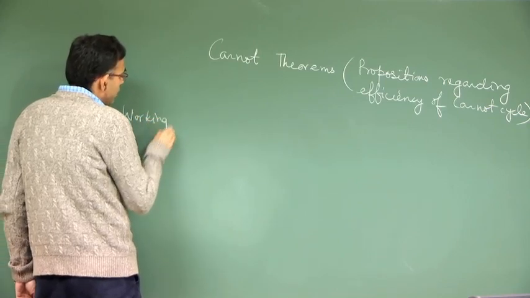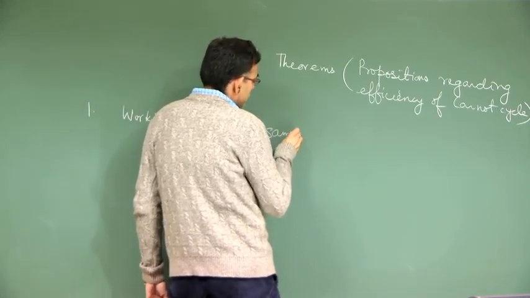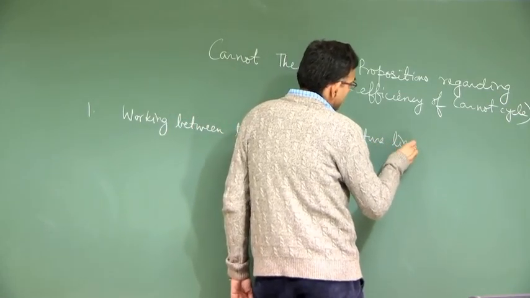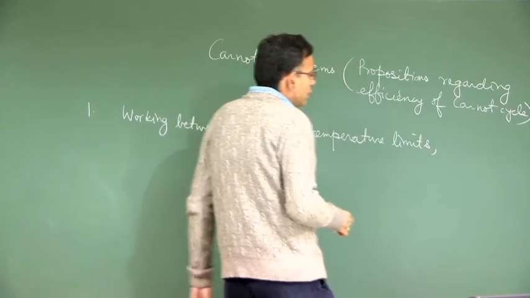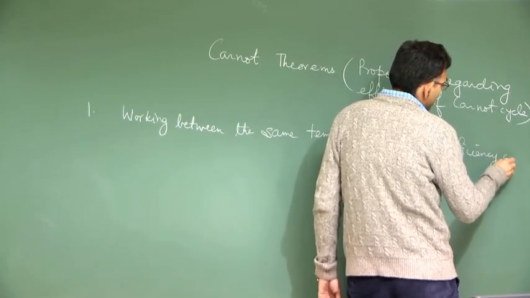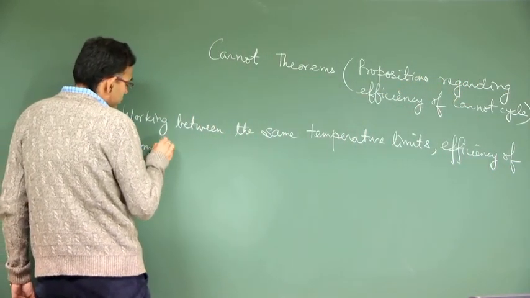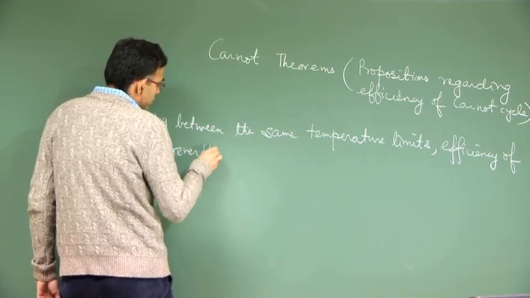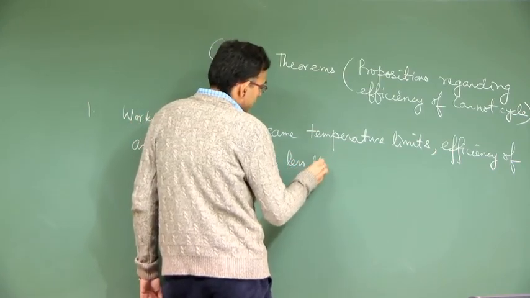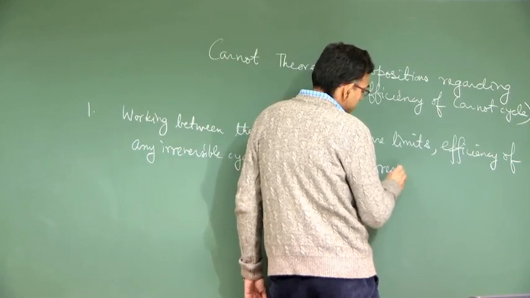working between the same temperature limits, the efficiency of any irreversible cycle is less than the corresponding value of a reversible cycle.